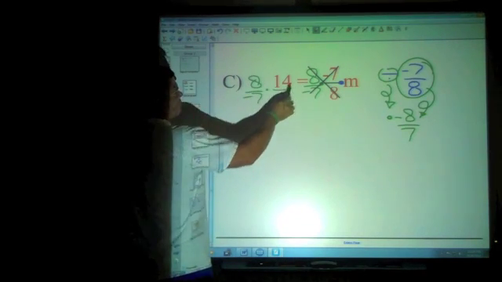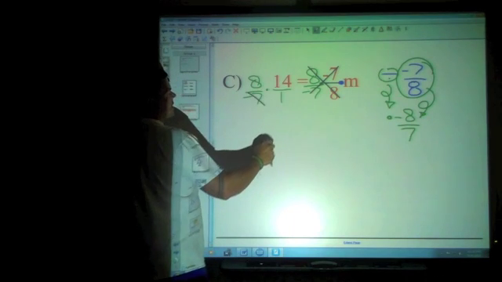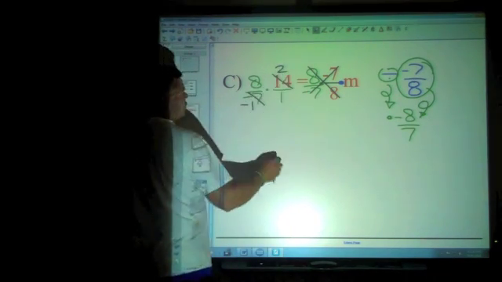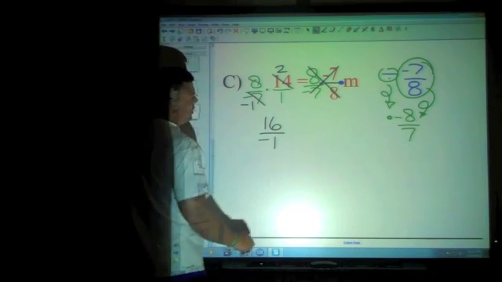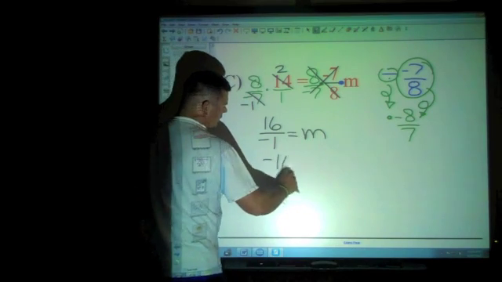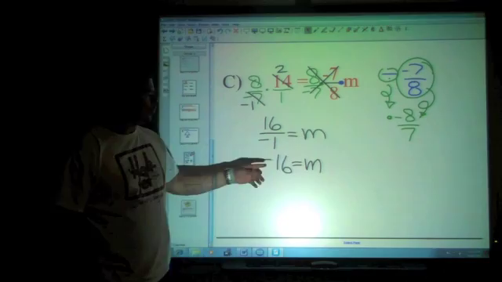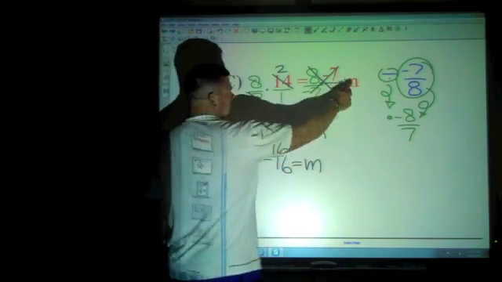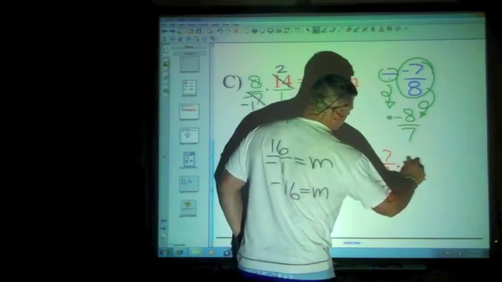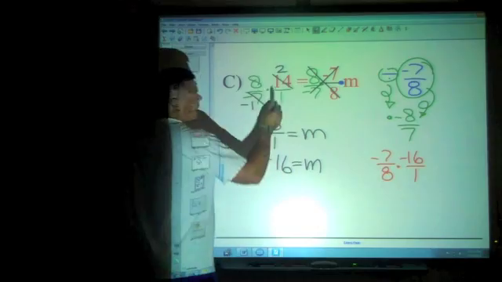Here's a negative fraction being multiplied by a positive fraction, so I already know this answer is going to be negative. 7 goes into itself once and into 14 twice, so I have 8 times 2, which is 16 over negative 1 is equal to m. Well, that's really a negative value, so negative 16 is m. And if you wanted to test it to make sure, you could stick negative 16 right in for m, which means negative 7/8 would multiply by negative 16 over 1, and a negative times a negative will make a positive.